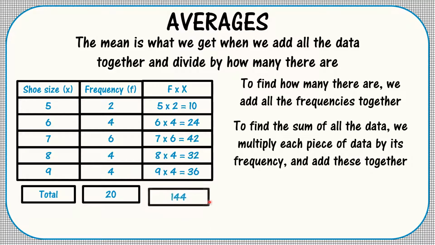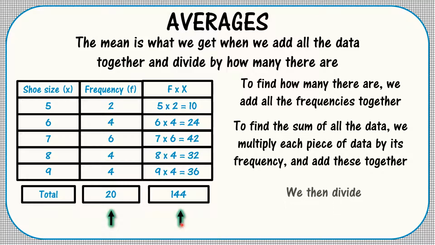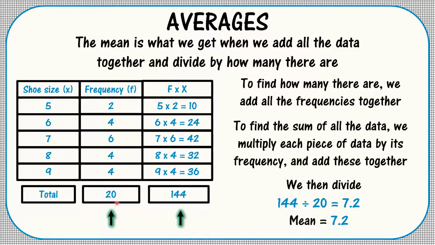You will add all of these together, and then you divide this value by the total frequency. Therefore, 144 divided by 20 is equal to 7.2. Therefore, we say that the mean from this frequency table is 7.2.